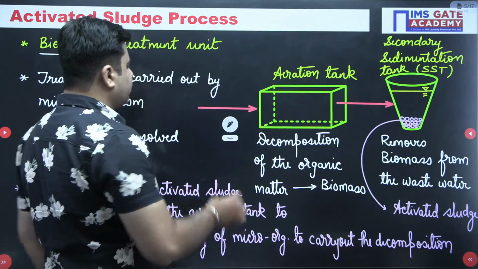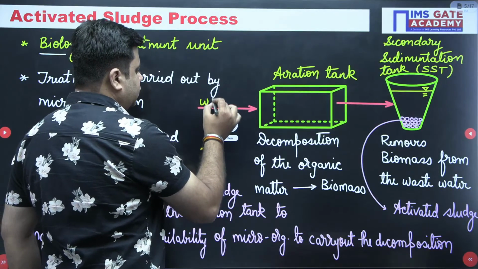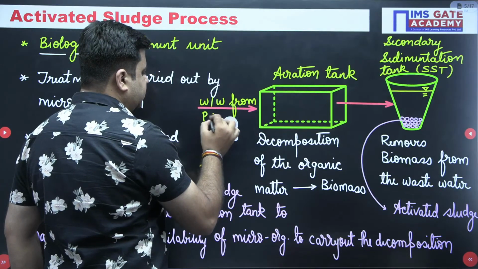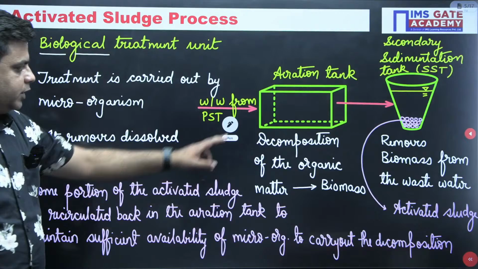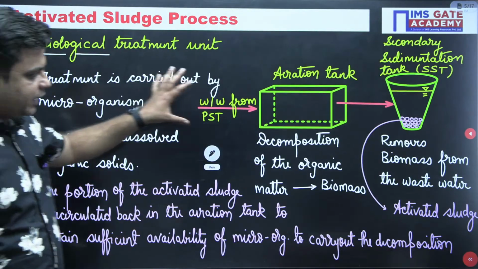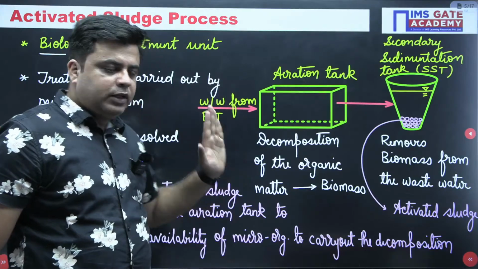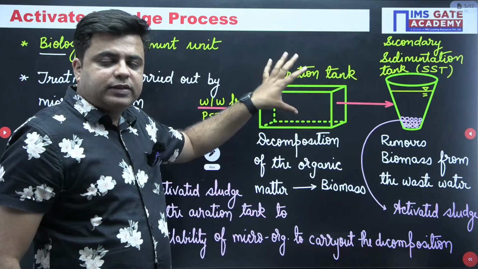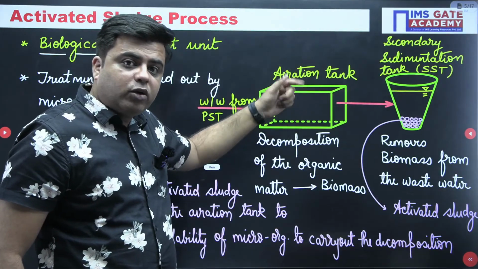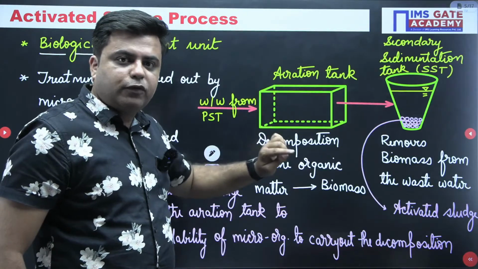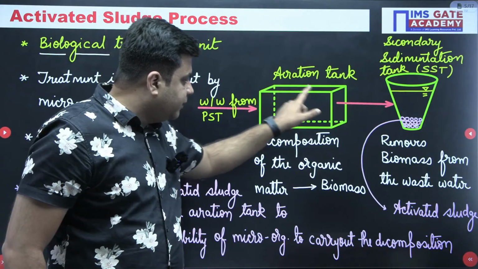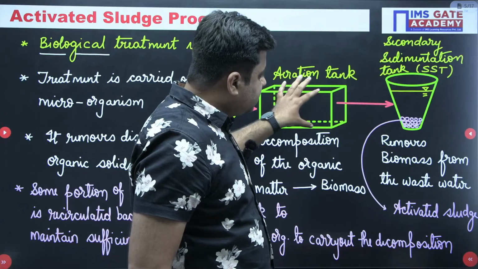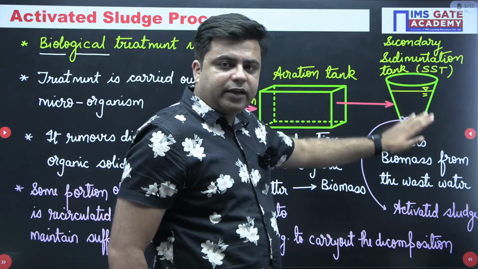This is your wastewater from primary sedimentation tank. Again, I am going to repeat myself quickly. Wastewater from the primary sedimentation tank is applied to the aeration tank where sufficient availability of microorganisms and oxygen is maintained. In the presence of oxygen, microorganisms carry out the decomposition of organic matter in the aeration tank to form biomass. This biomass is taken to the secondary sedimentation tank where it is settled out.